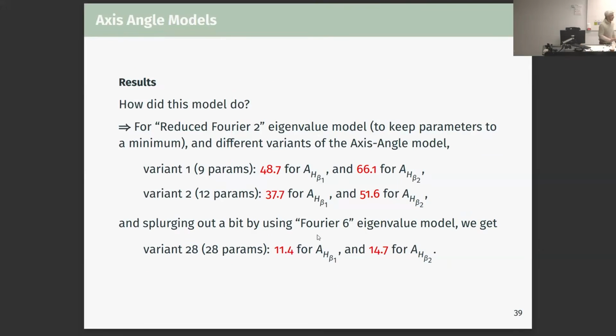What's nice about this is that you get nearly 30 variants of this model, so you can tweak things. This one does particularly well, and this one does really well. It still doesn't beat the extended McConnell model, and it has a lot of parameters.